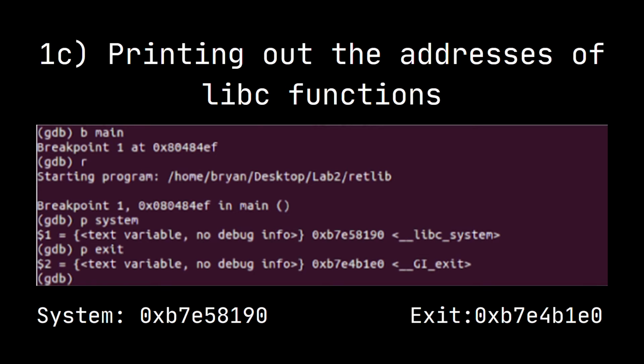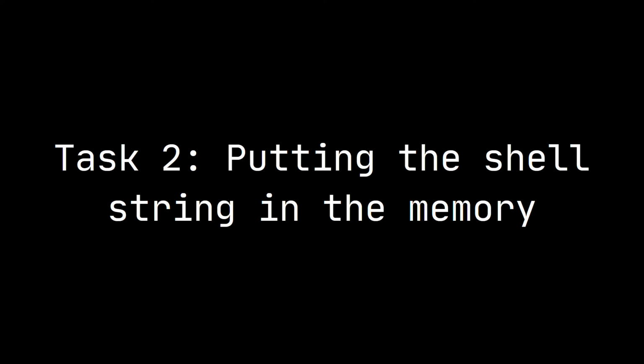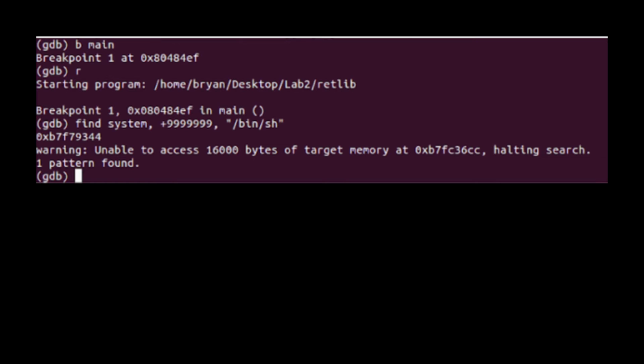Now for the second task, we're charged with putting the shell string into memory. To find the address of /bin/sh, we use the GNU Debugger, and with it we used the find command. With the find command, we used the system address as a starting point and then added 9999999, basically a very large offset, in order to find the address of /bin/sh. With this, we were able to find the resulting address for /bin/sh, which was 0xb7f79344. So we see that over here.